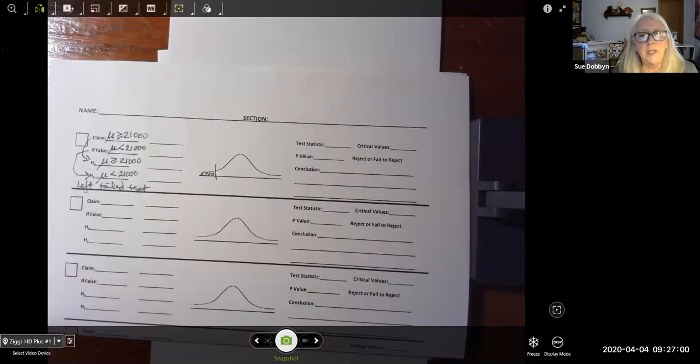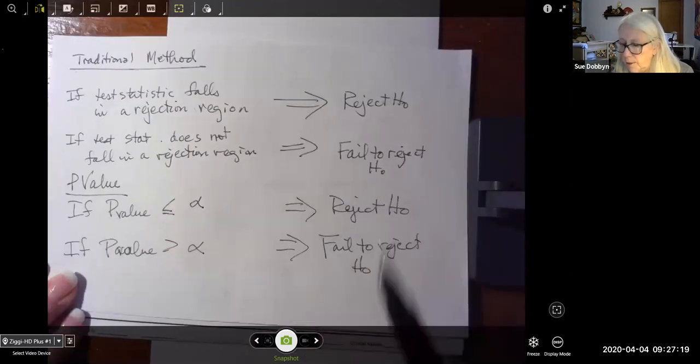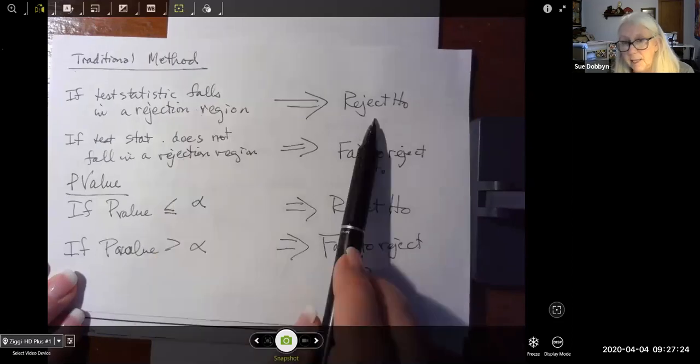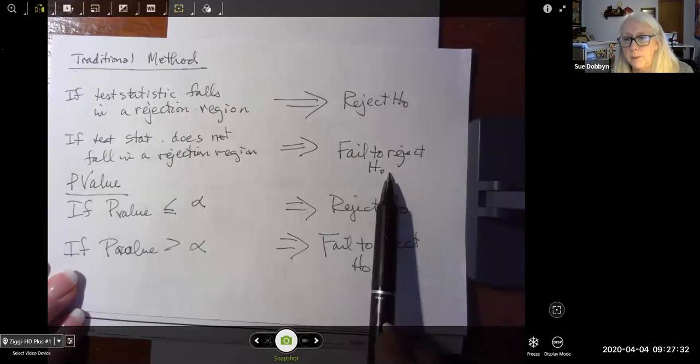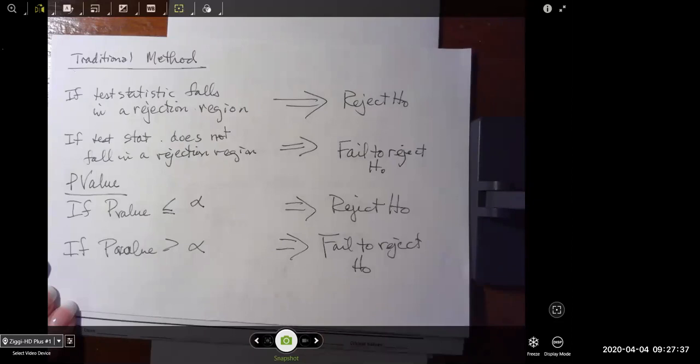using the traditional method. But I will remind you that in the traditional method, when you calculate a test statistic, if the test statistic falls in a critical region, then you reject the null hypothesis. And if the test statistic doesn't fall in that critical region, then you fail to reject the null hypothesis. We talked about this last time we met too. And again, if you have forgotten or if you weren't there, you should take a picture of this.